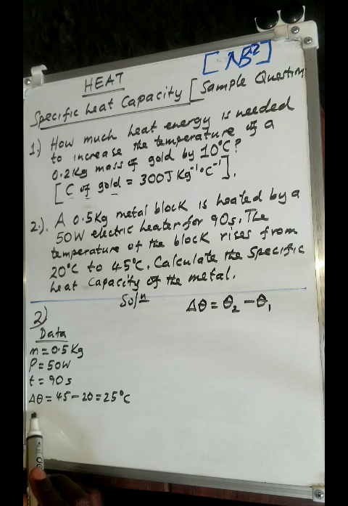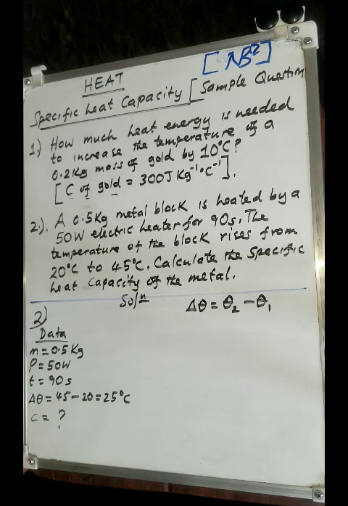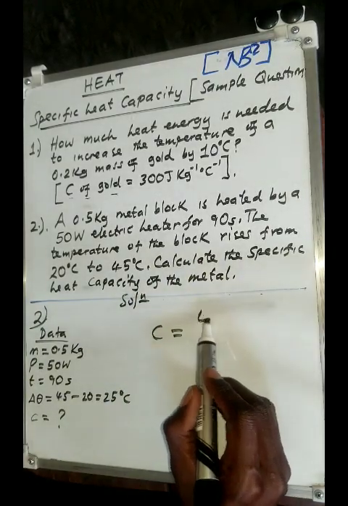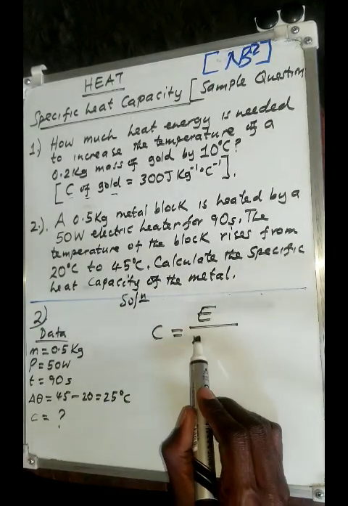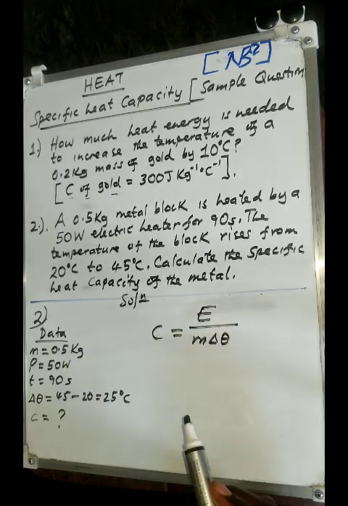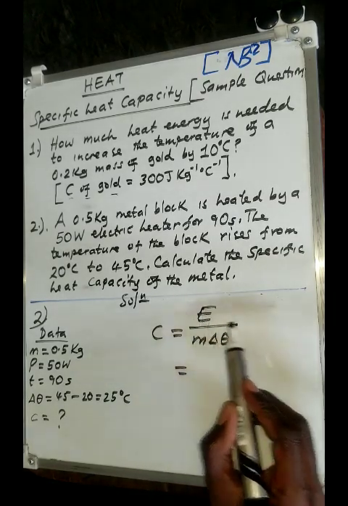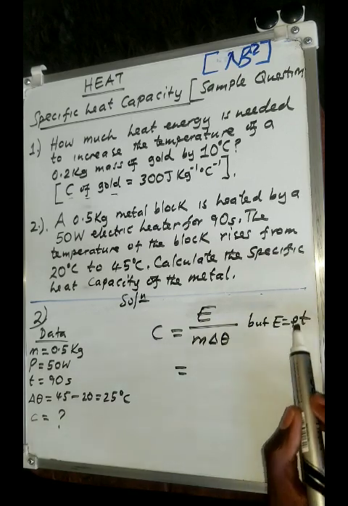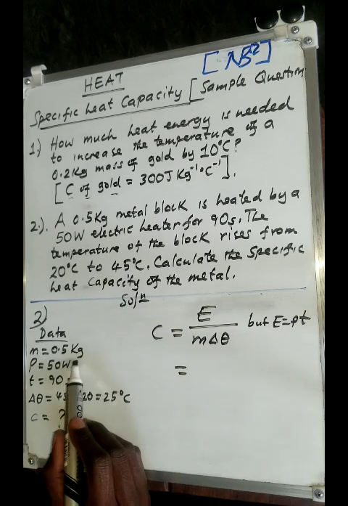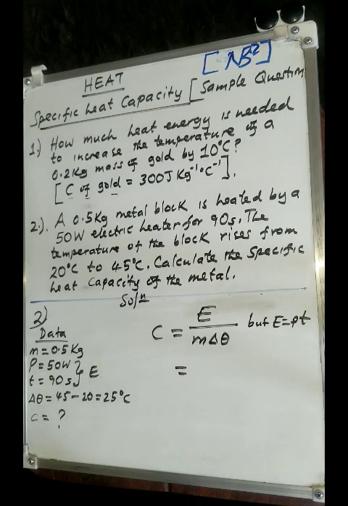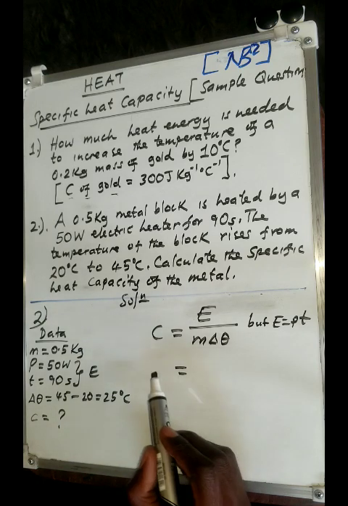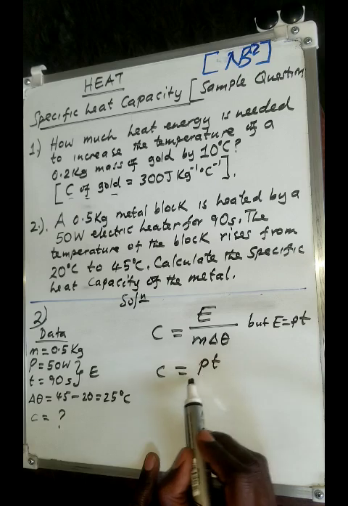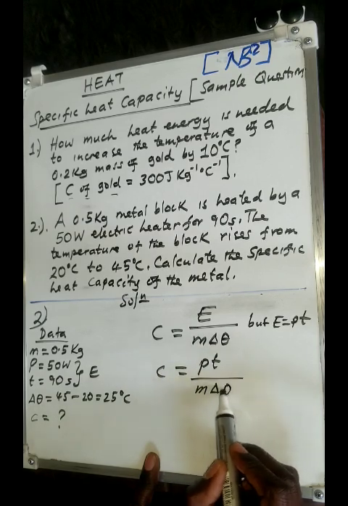All right. And the question says we find the specific heat capacity of the metal. Remember what I said, specific heat capacity is equal to the energy divided by the mass and the change in temperature. But if I look at the energy, remember that energy can also be given by power times what? Time. That can give you how much energy is there. So when I combine this, it will give me how much energy was supplied to this metal block. So in this case, the specific heat capacity will be power times time divided by the mass and the change in temperature.